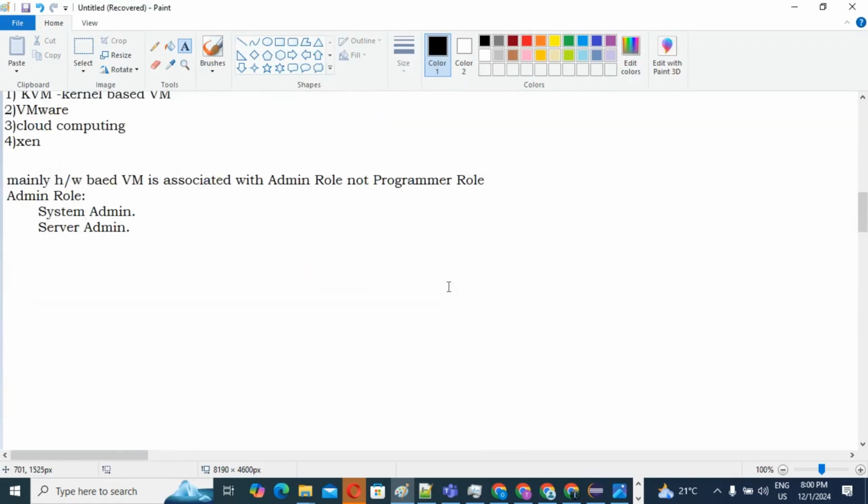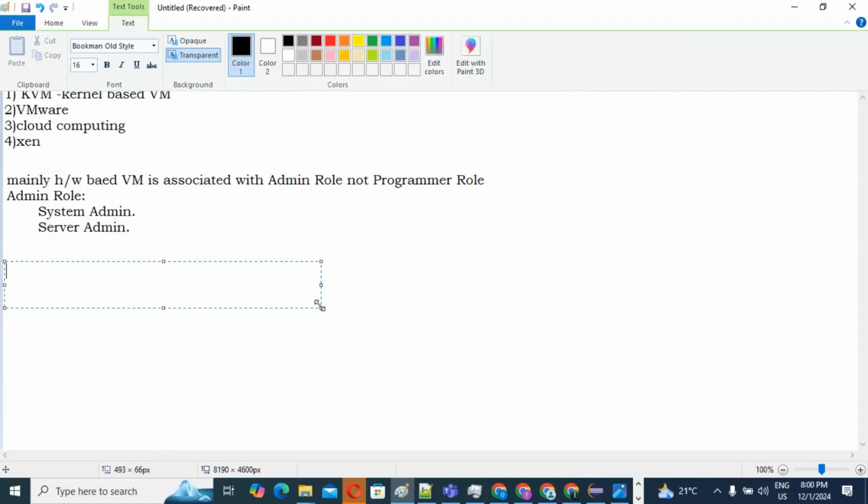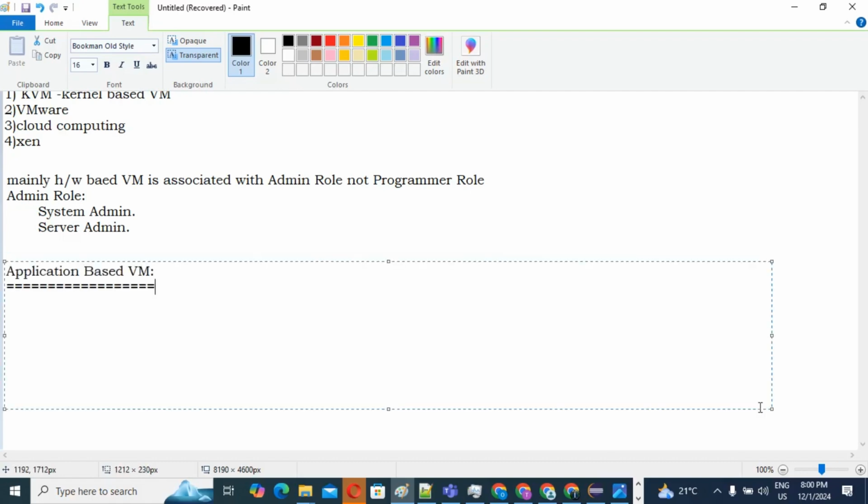Okay, so then next, guys, is the application based virtual machine. Correct, guys? What is the application based virtual machine? That is very important, guys. That is what I'm going to discuss now. So let's see, application based, also called software based or process based virtual machine. So this is the name of the application based virtual machine.